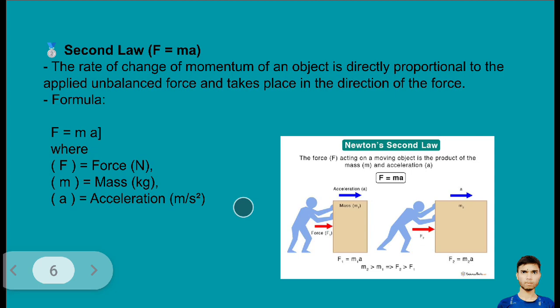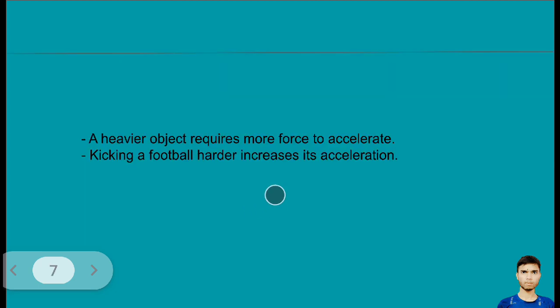For now it is enough to understand. A heavier object requires more force to accelerate. Yes, of course. You have a bike. Now you can assume that the mass of a bike is very high.